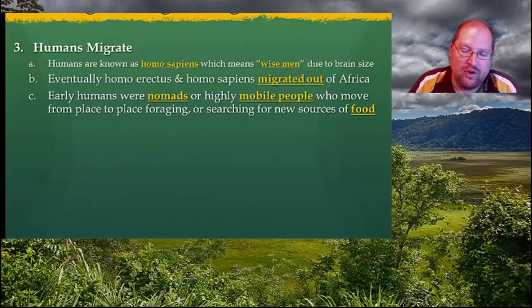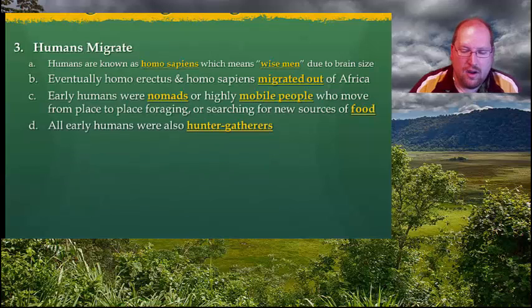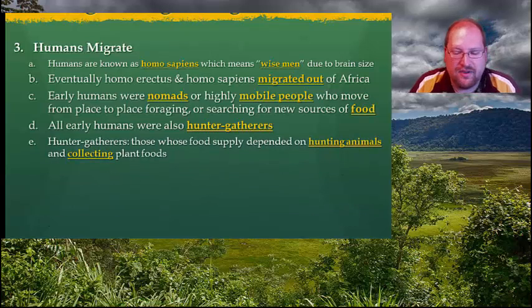Early on, humans were nomads, or highly mobile people, who moved from place to place, foraging for new sources of food. We also know that early humans were hunter-gatherers. Hunter-gatherers are simply those people whose food supply depended upon them hunting animals and collecting plant foods.